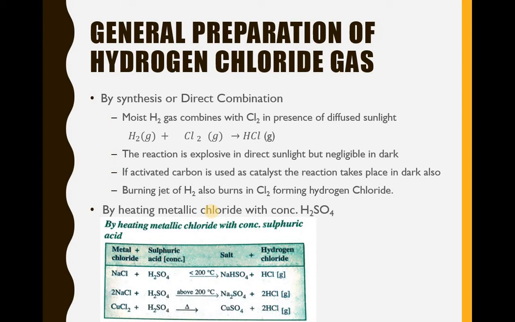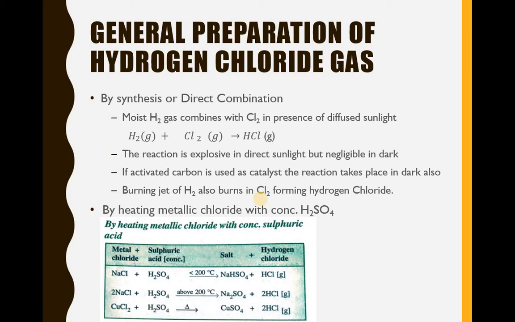General preparation of hydrogen chloride gas, first is by synthesis or direct combination. Moist hydrogen gas combines with chlorine gas in presence of diffuse sunlight. The reaction is explosive if you do this in direct sunlight, but there is negligible reaction in dark condition. But if there is a presence of a catalyst like activated carbon, the reaction takes place even in the dark. Activated carbon here absorbs the hydrogen, which increases the reactivity. Burning jet of hydrogen also burns in chlorine to form hydrogen chloride.